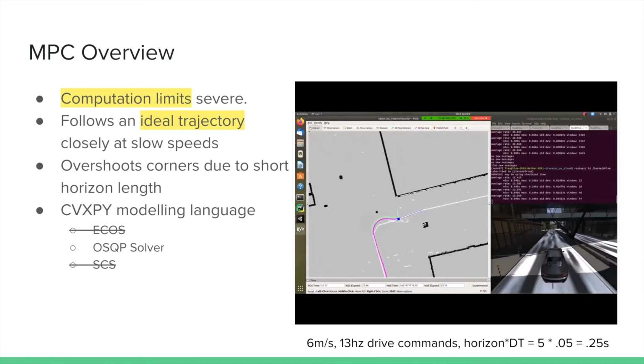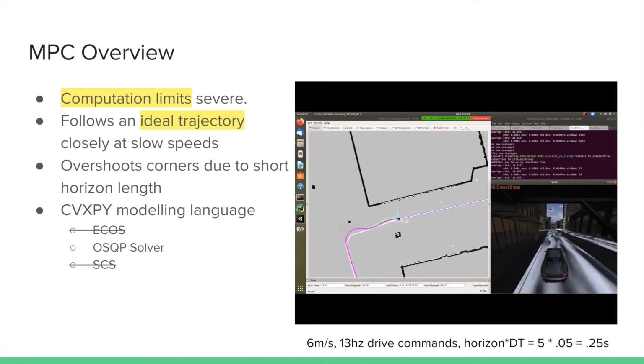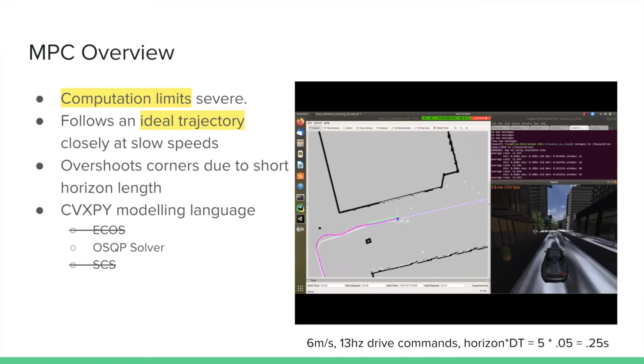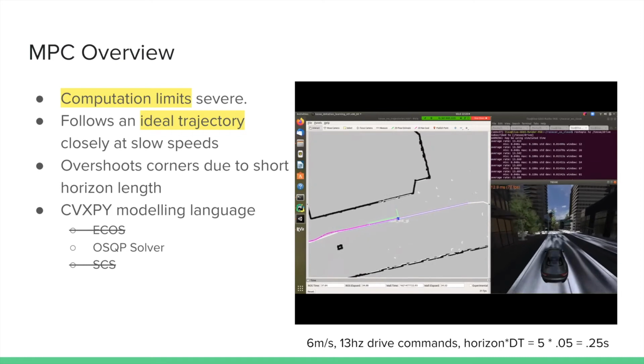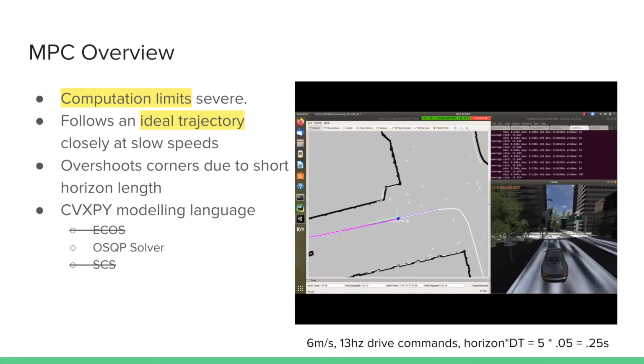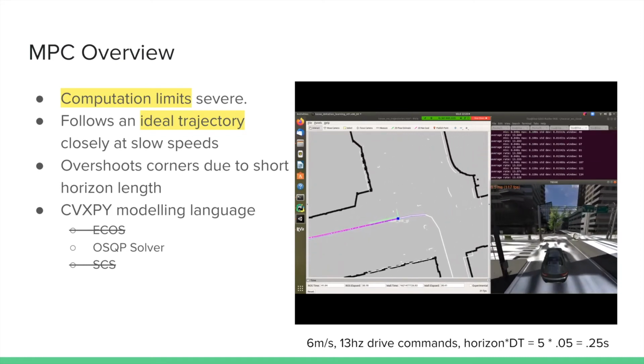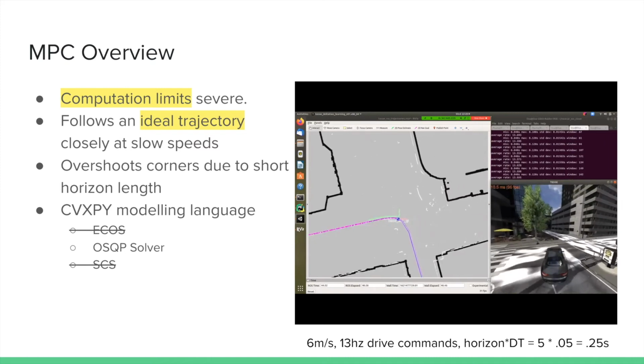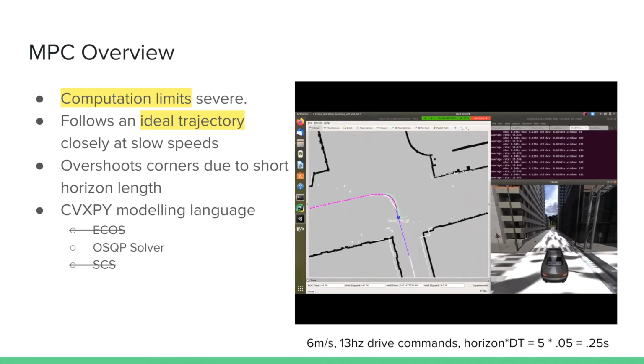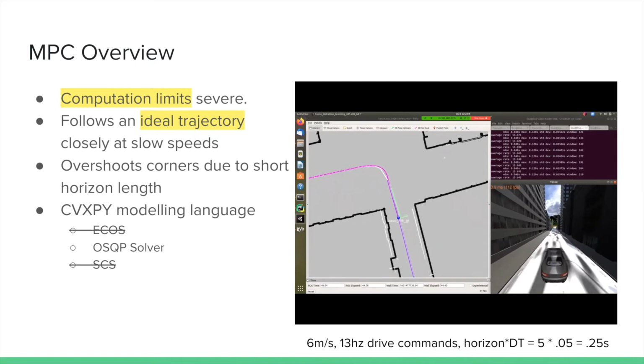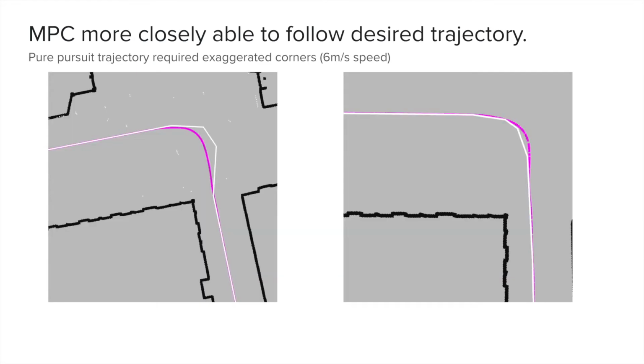As a workaround, I tried to shorten the horizon length as much as possible, and the horizon length is the number of time steps that the car tries to predict its motion into the future. The algorithm sometimes overshoots corners due to the short horizon length. However, overall, it's still able to follow the trajectory pretty accurately. You can see qualitatively the MPC trajectory on the right-hand side is much closer to the ideal trajectory on the road.